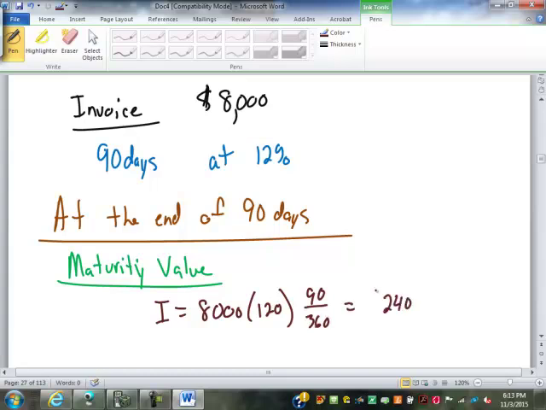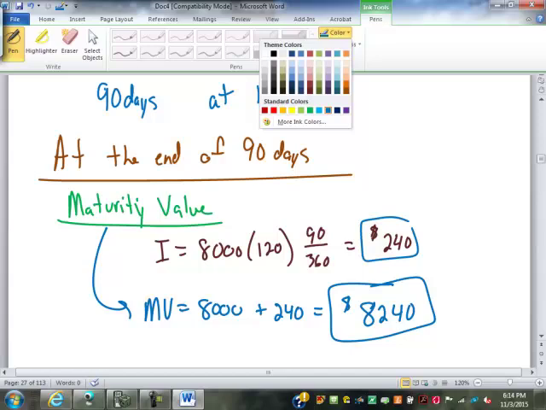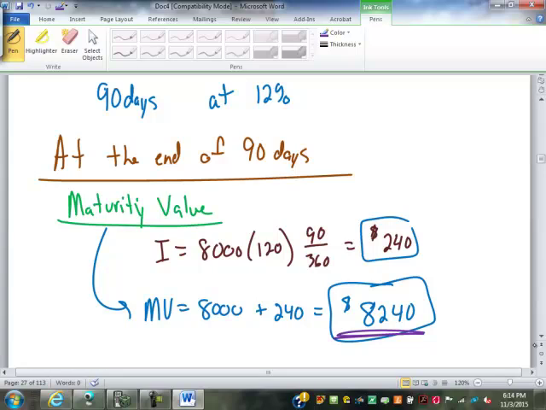Is that $240? Somebody double check me. I believe that's right. That's my interest. So then the maturity value is the $8,000 plus $240 in interest, $8,240. So at the end of 90 days, you will have $8,240 coming in.